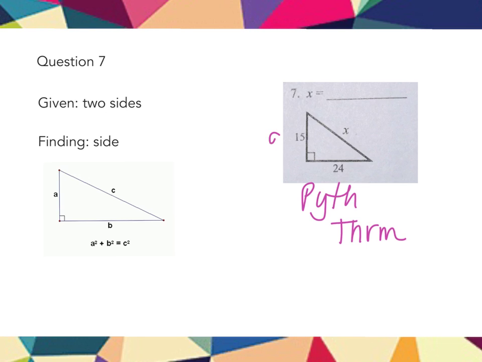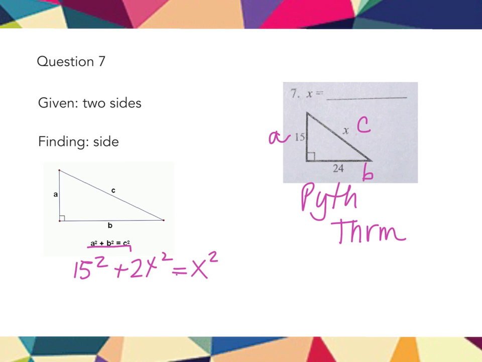All right, so it doesn't matter which we call A or B, but it does matter that the hypotenuse is always C. So if we go to our Pythagorean theorem over here, we can substitute the information from the problem. So I could say 15 squared plus 24 squared equals, and instead of c squared, I'm going to put x squared in here. All right, now we just have to use the calculator to do that work.